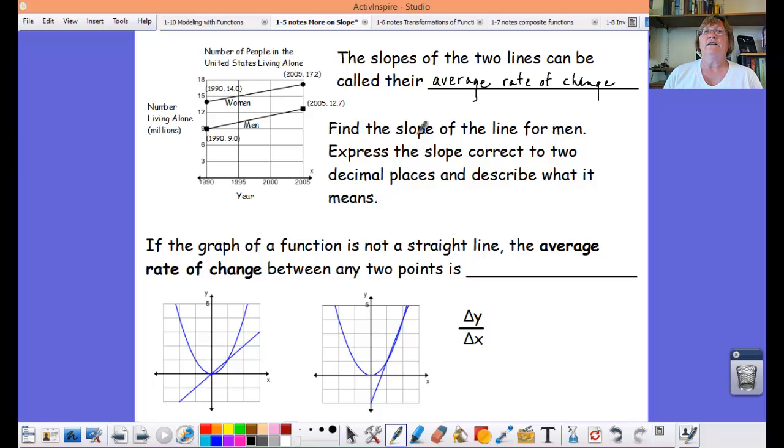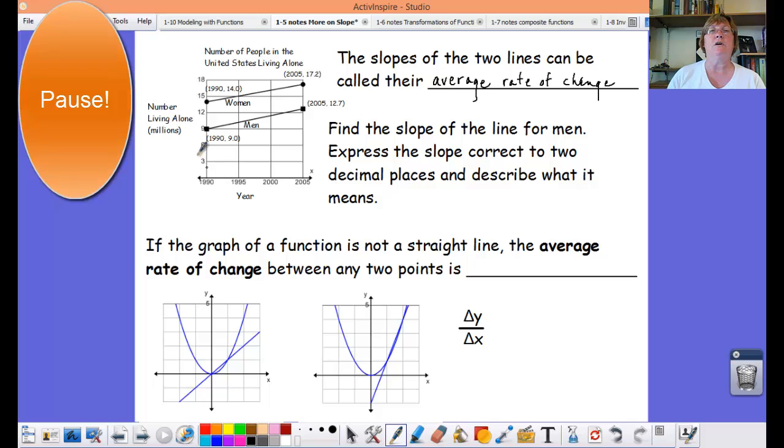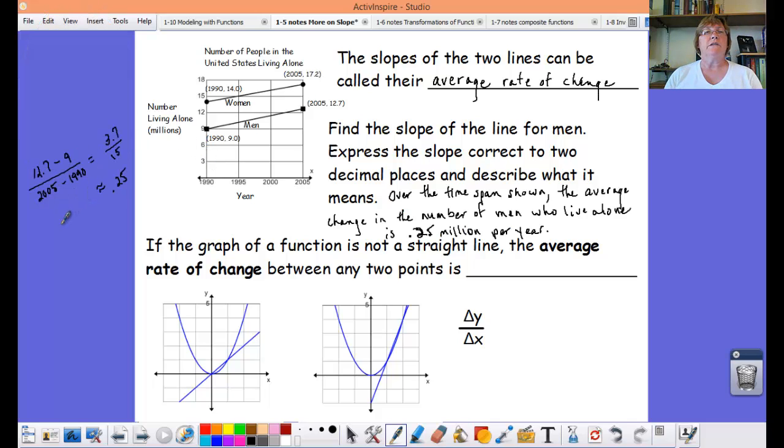It asks us to find the average rate of change, or the slope, for the men line here, and then interpret the result. I'm going to ask you to pause the video. You're using the ending point and the initial point, and we're going to do a slope calculation to find that average rate of change. Will you pause, please? Here's my slope calculation. Boiling it down, the slope is about 0.25 to the nearest hundredth.